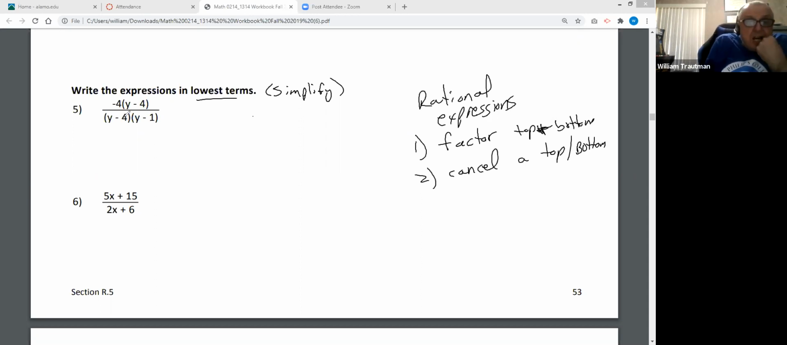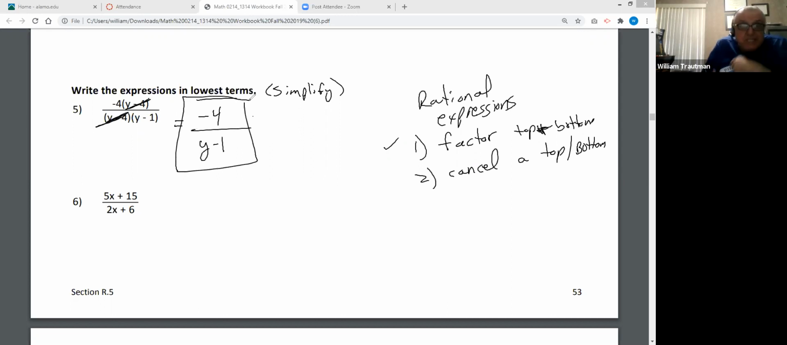So number 5, they factored it for us. So we just canceled. Do you see how a y minus 4 and a y minus 4 are the same? So they cancel out. That's it. My answer to number 5 is done. All I have left is a negative 4 on top and a y minus 1 on the bottom. That's the answer. We factor and we cancel.